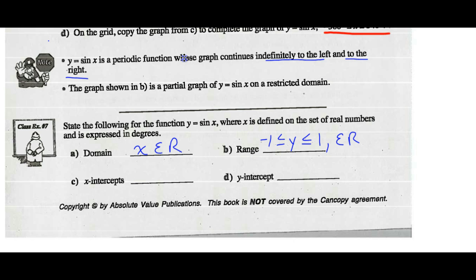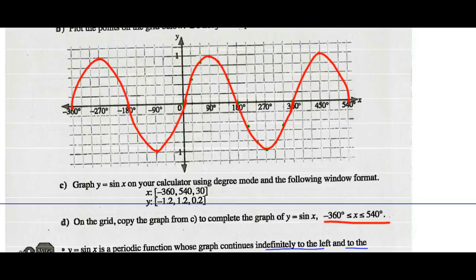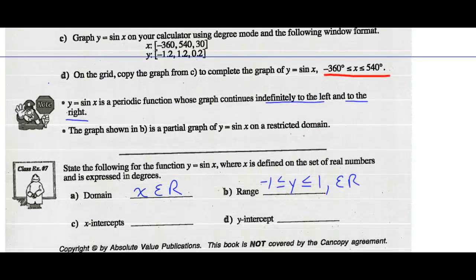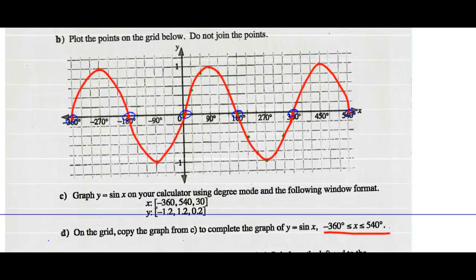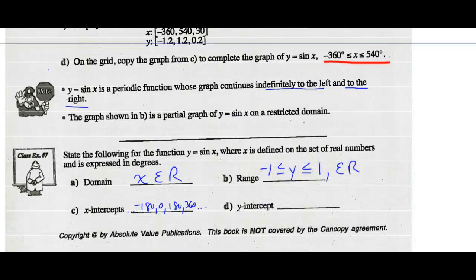The x-intercepts: if I go back up to the graph and highlight them, where is it crossing the x-axis? At 0, 180, 360, 540, and back here at negative 180 and negative 360. How am I going to write all of those x-intercepts down? Well, it's going forever in this direction in that pattern: negative 180, 0, positive 180, positive 360. It's going to keep going in that direction. And what's the y-intercept of this graph? It crosses the y-axis also at 0, so the y-intercept is 0.